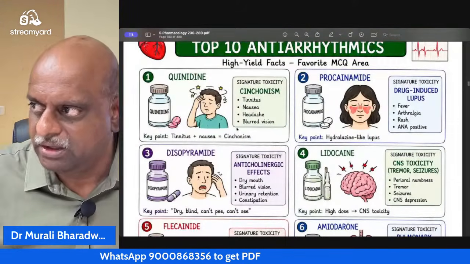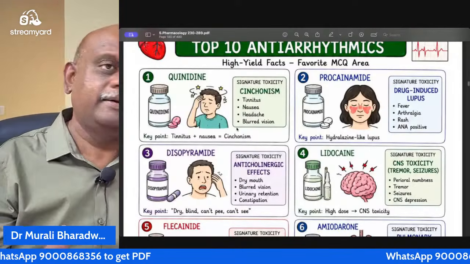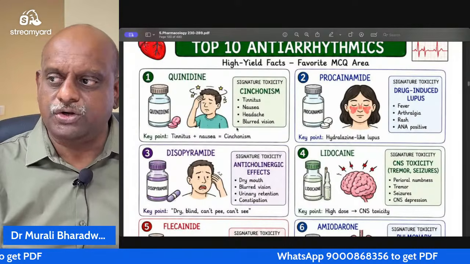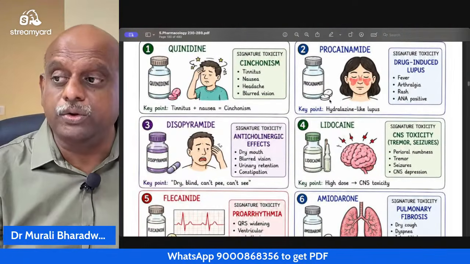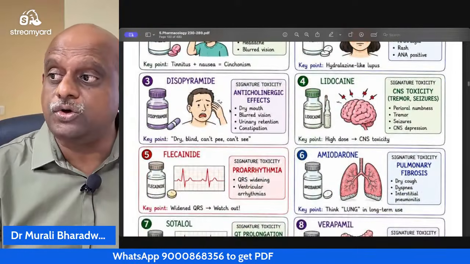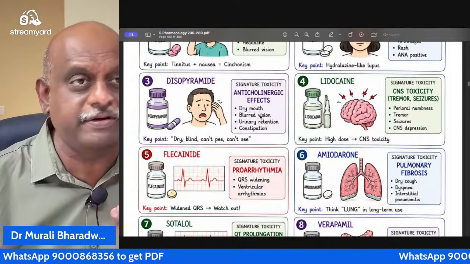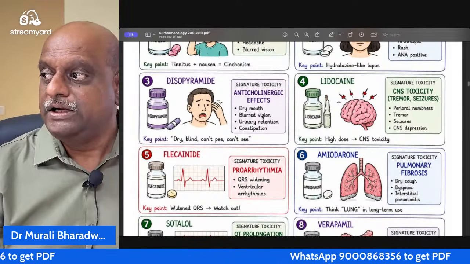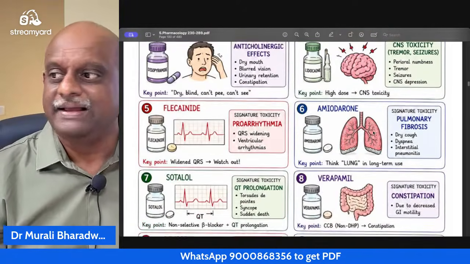Now, what are the adverse effects? Quinidine leads to cinchonism: tinnitus, nausea, headache. Procainamide can lead to drug-induced lupus. Disopyramide has an anticholinergic effect: dry mouth, blurred vision, urinary retention. Lidocaine can lead to CNS toxicity with tremor and seizures.